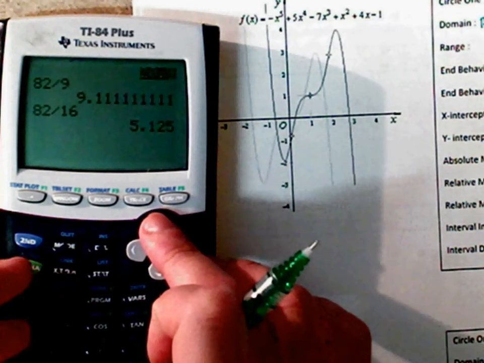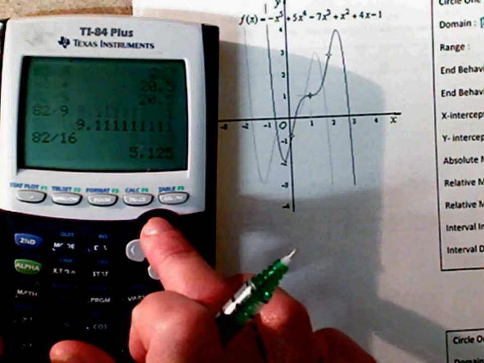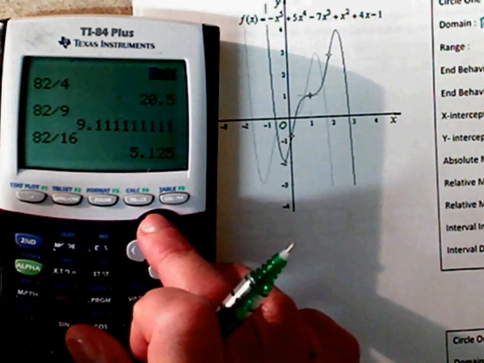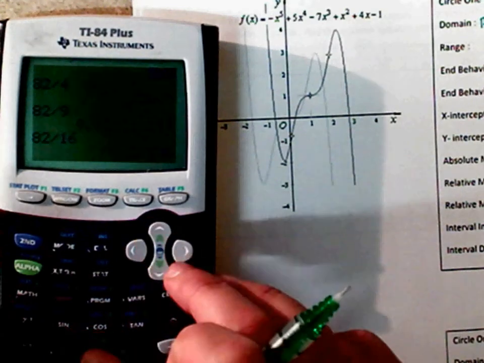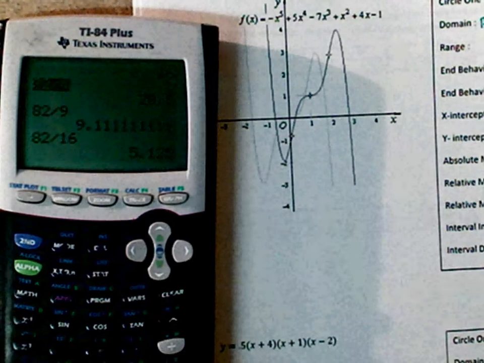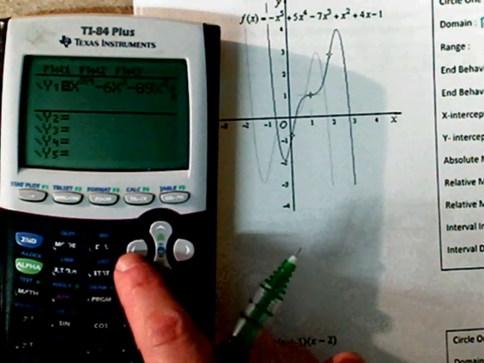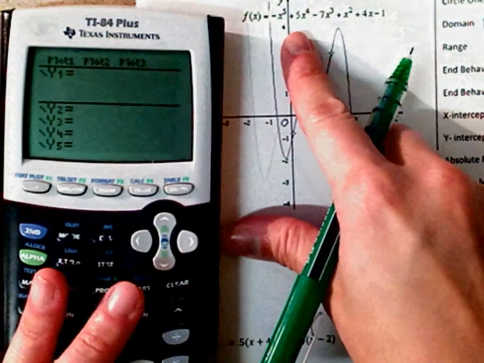Hang on, let me see if I can make this bigger. A little darker. Nope. So that way you guys can see. Oh, there you go. You can see it so much better. All right, clear. Okay, let's clear that one right here. Clear. Okay, type this in.